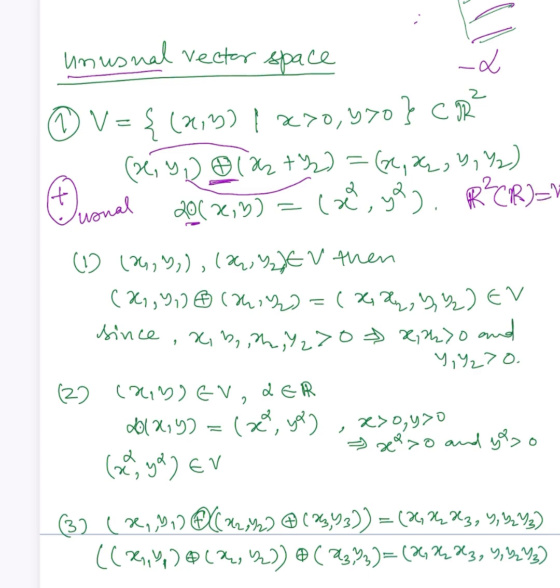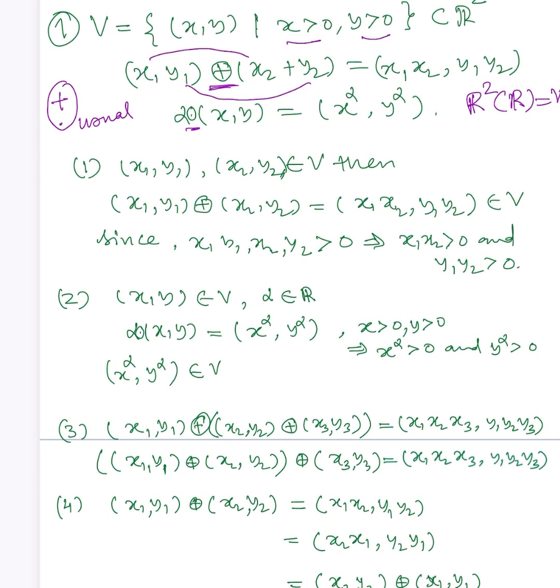So let us check whether it is a vector space or not, where the condition is x greater than 0, y greater than 0. This is important, right? I've told you that the half plane with x greater than 0 or something like that will not be a vector space in the sense of usual addition and scalar multiplication, but not in the unusual sense. So let us see if this forms a vector space. Let us take two points (x1, y1), (x2, y2) belonging to V. Then their sum will be (x1 x2, y1 y2). Since x1, y1, x2, y2 are all greater than 0, and this product is also greater than 0, it means this belongs to V. So this is closed under addition.